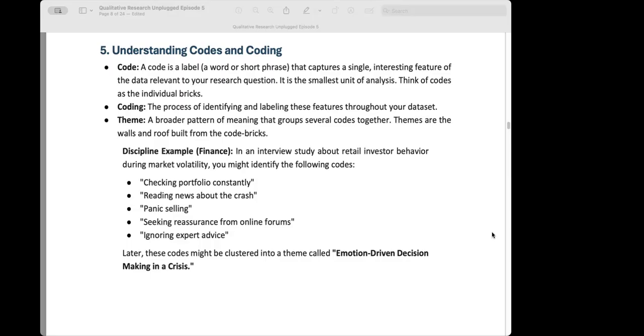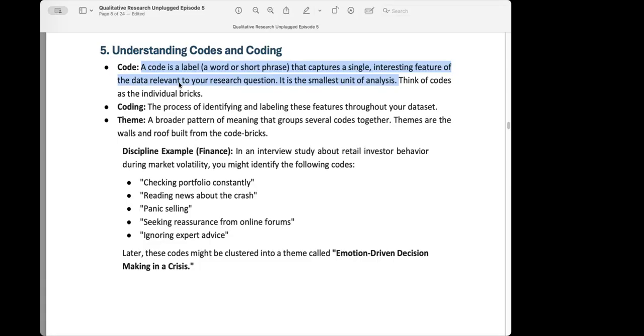Good. So a code is your smallest unit of analysis. It's like the individual tile in your mosaic. It's essentially a label, typically a word or short, concise phrase, that captures a single interesting feature or aspect of the data that is directly relevant to your research question. It's the granular tag you apply to specific segments of your text. A sentence, part of a sentence, maybe a few sentences. It stays very close to the data itself. So like a tag for a specific idea.